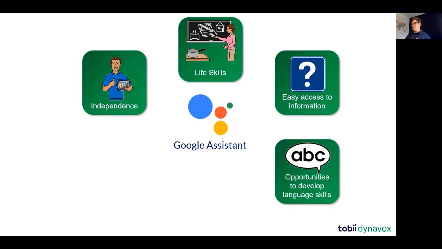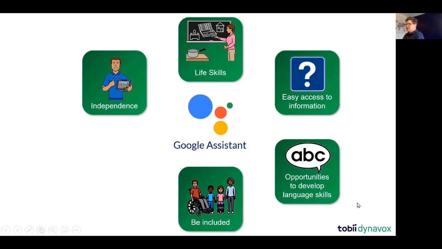It can also open up opportunities to develop some language skills, so practicing writing by creating some commands of our own, or even things like participating in classroom routines. It allows us to be included. So it could be things like being able to sing bedtime stories or playing a quiz as a family. All of these options are available through Google Assistant and help us to access mainstream products just as everybody else can.